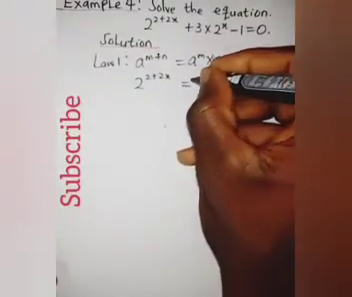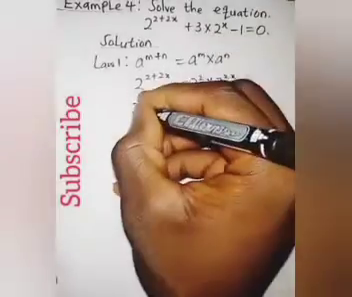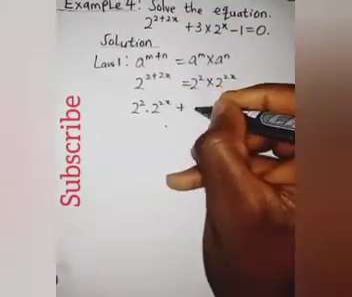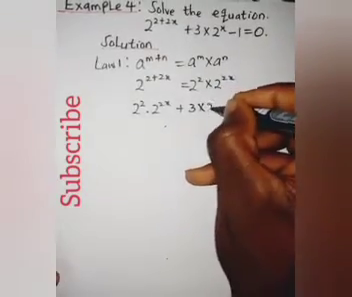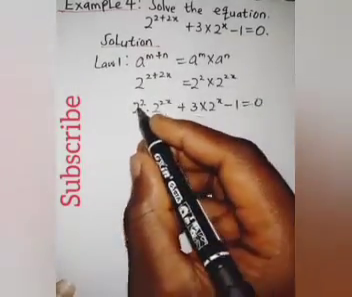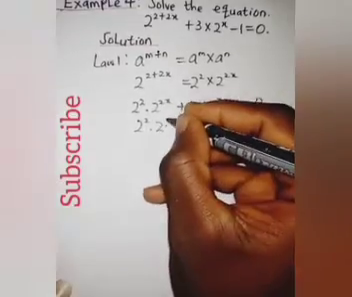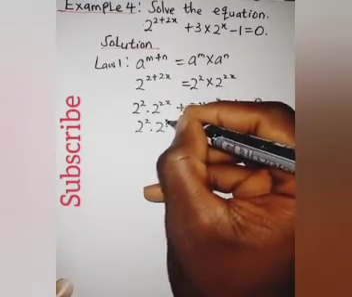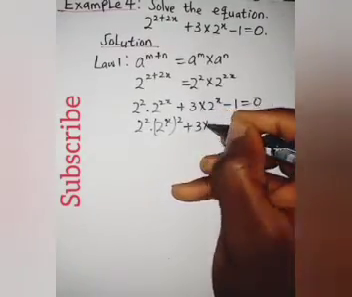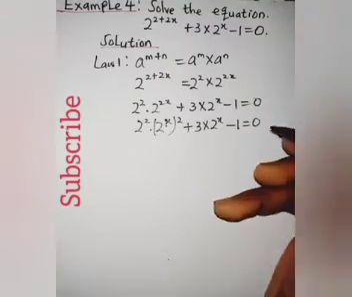So I have something like this. 2x. Then I have 2 to the power of 2, then 2 to the power of 2x. So I could do that here. 2 to the power of 2. Writing the question now, then 2 to the power of 2x, then plus 3 multiplied by 2 to the power of x, minus 1 equals 0.